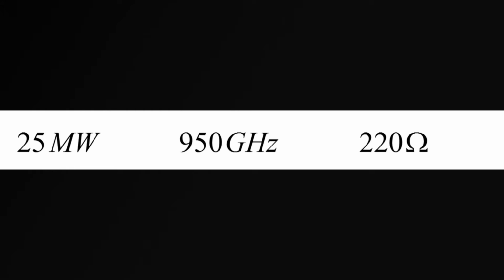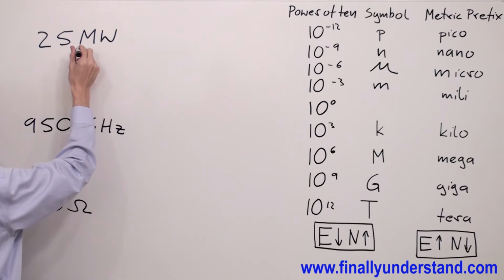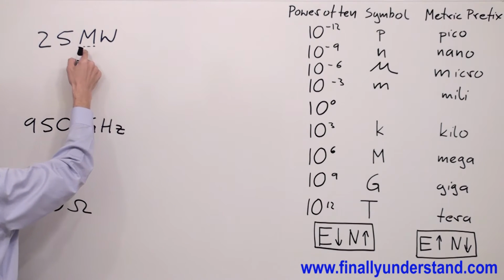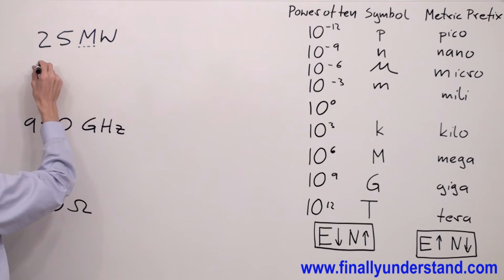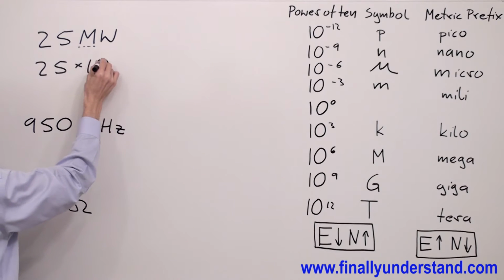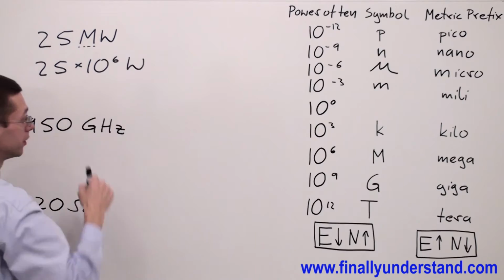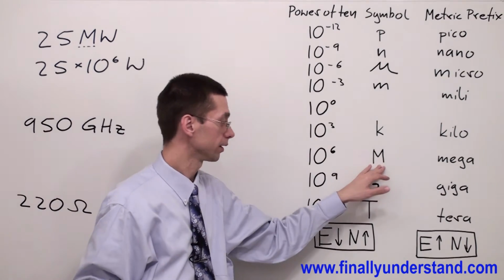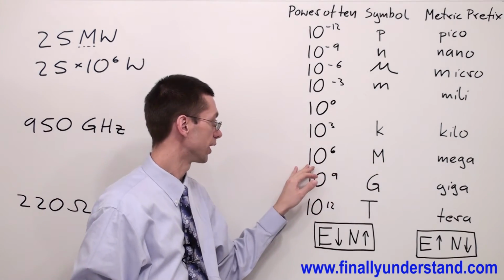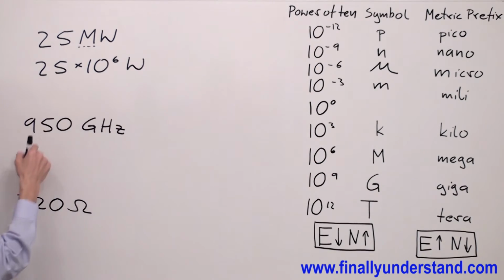Let's take a look at these examples. I have 25 megawatts. Okay, this is my prefix. I have to convert that prefix to power of 10. So I'm going to have 25 times 10 to the 6th watts, because mega represents 10 to the 6th power of 10. And this is the solution to my problem.